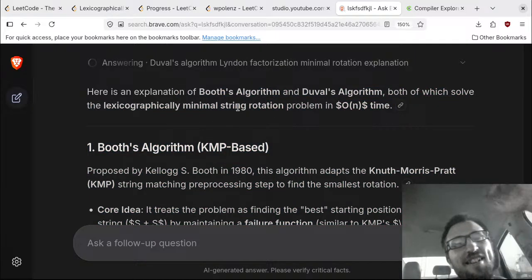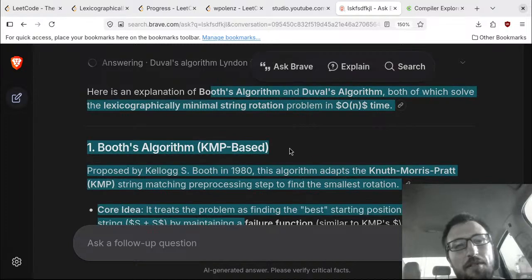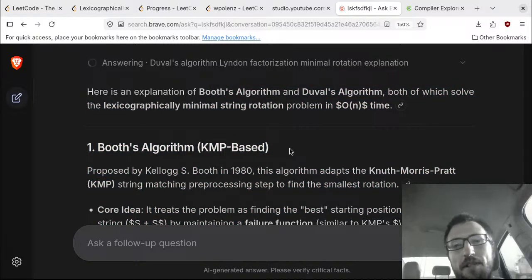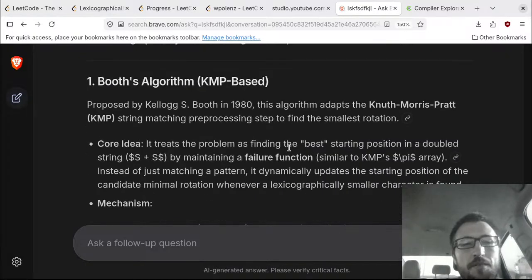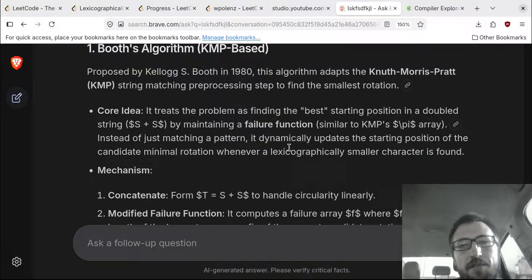Here's an explanation of Booth's algorithm and Duval's algorithm, both of which solve the lexicographically minimal string rotation problem in linear time. Adapts the Knuth-Morris-Pratt string matching preprocessing step to find the smallest rotation. Treats the problem as finding the best.